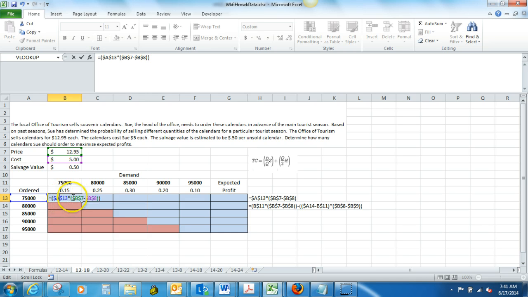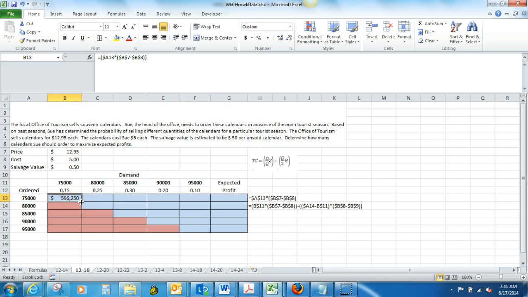But let's come back to this A13. We do want to be able to copy it down. So let's change that to a $ only in front of the A. So just keep hitting your F4 until you get a $ in front of the A, but not in front of the 13. Okay? And the rest of these should be correct. Let's hit check mark.